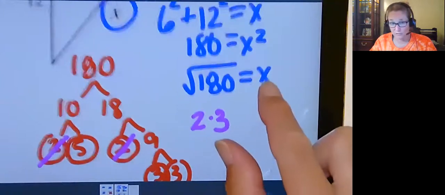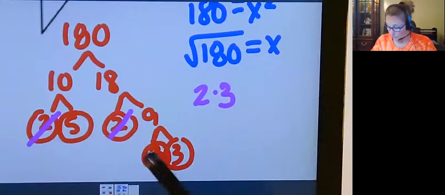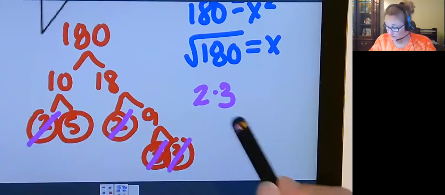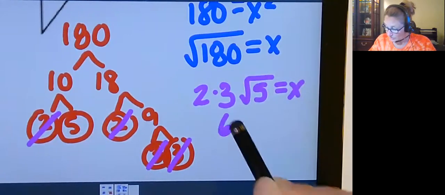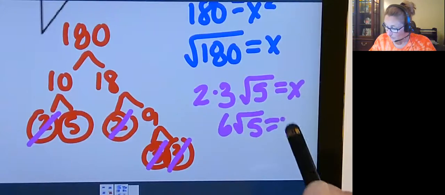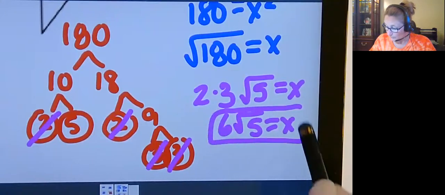Now, again, I circled everything that could not be reduced. So my 2's came out, my 3's came out. I'm left with my 5. That's going to go underneath my radical. So this is going to be 6 root 5. That would be your simplest radical form.